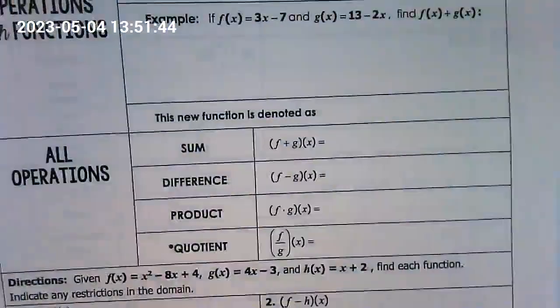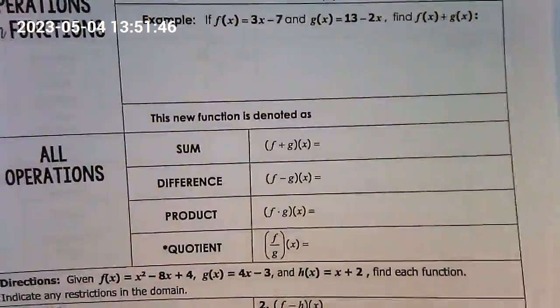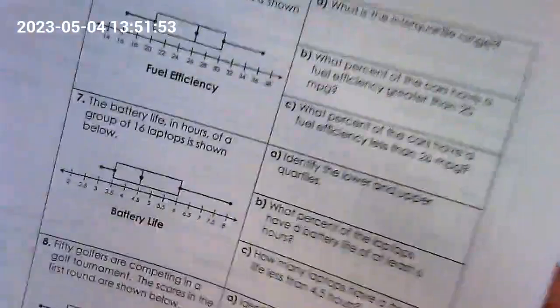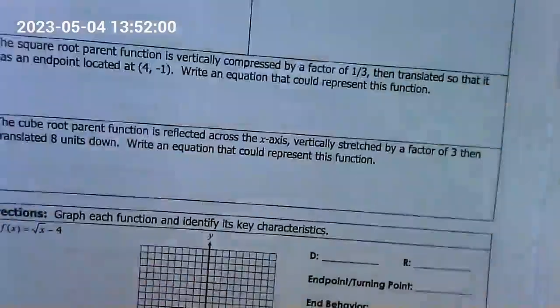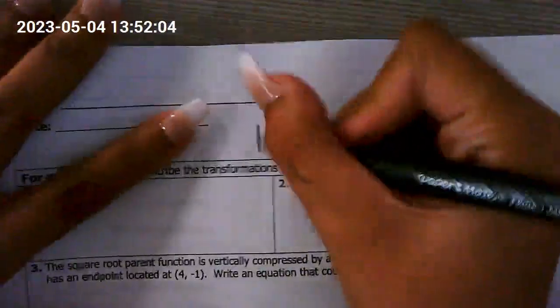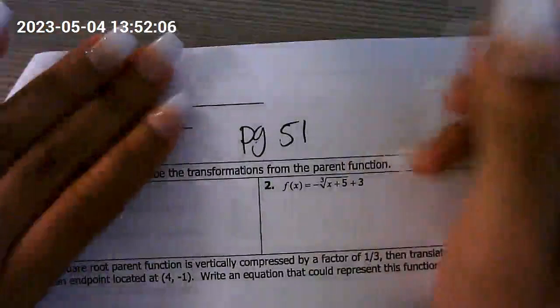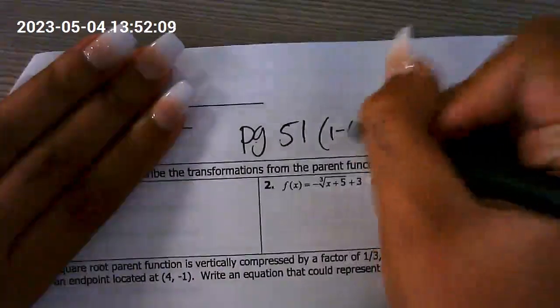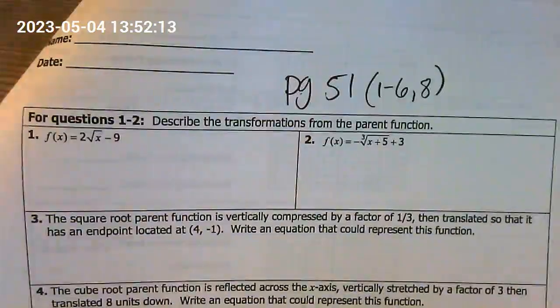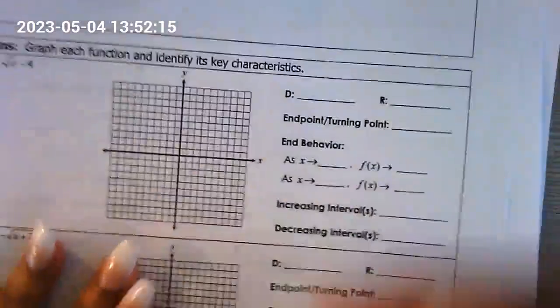Your next part you're going to do is page 51. Okay, and you're only on this page you're going to do, this page 51, and right on the page 51, you're going to do 1 through 6 and then just 8. Okay? So try that now. Remember, you have to do this part, okay?